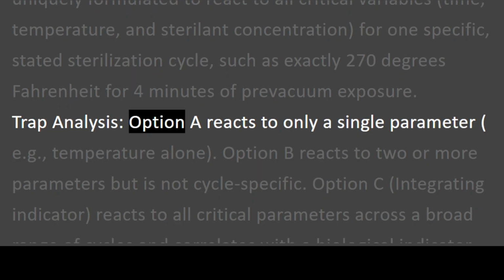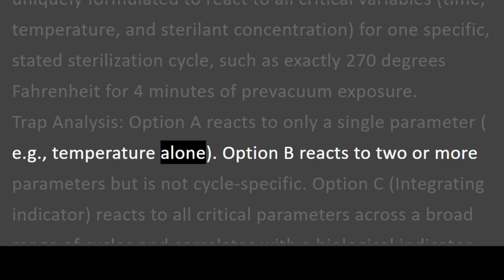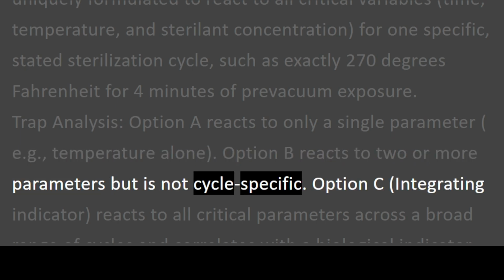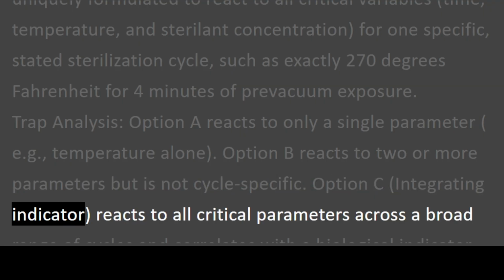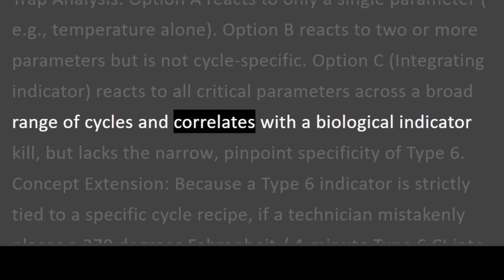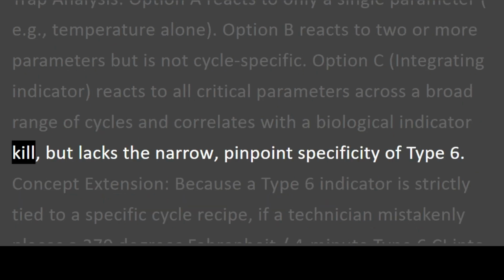Trap analysis. Option A reacts to only a single parameter, e.g., temperature alone. Option B reacts to 2 or more parameters but is not cycle-specific. Option C, integrating indicator, reacts to all critical parameters across a broad range of cycles and correlates with a biological indicator kill, but lacks the narrow, pinpoint specificity of type 6.